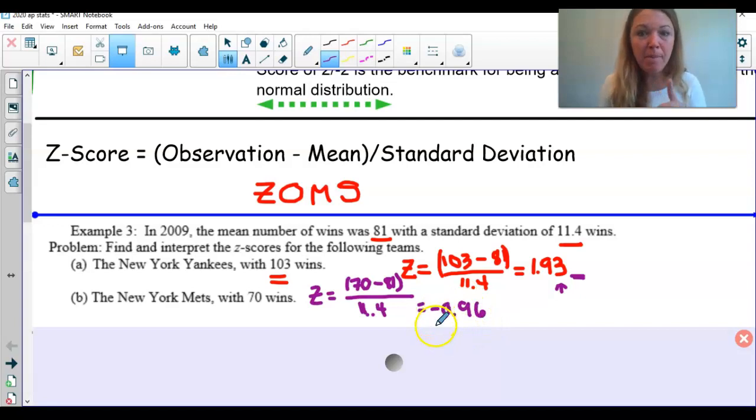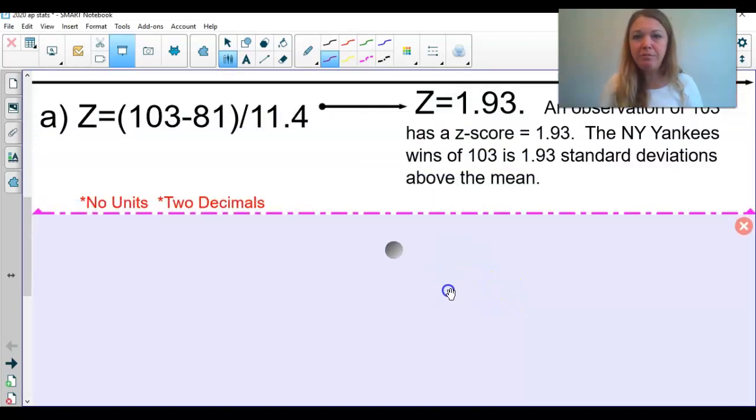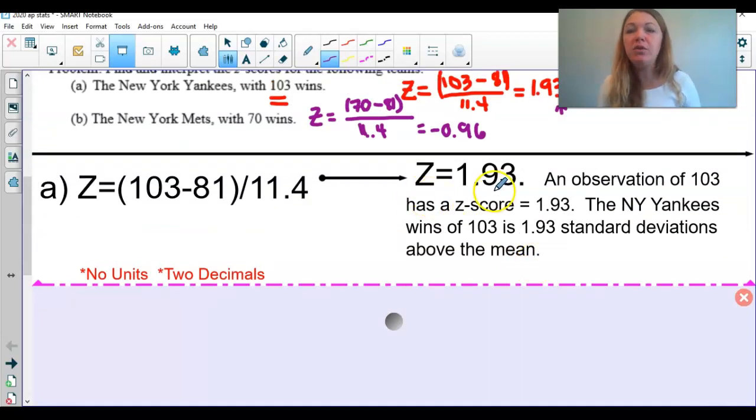How did I know they were below the mean? Because it's a negative value. So we're above the mean if we have a positive value and below the mean if it's a negative value. Let's practice writing it out right now, just so you have a good example for your notes. An observation of 103 has a Z-score of 1.93. The New York Yankees wins of 103 is 1.93 standard deviations above the mean. Okay, so that is how you're going to phrase things.